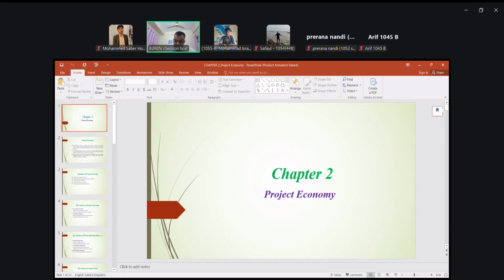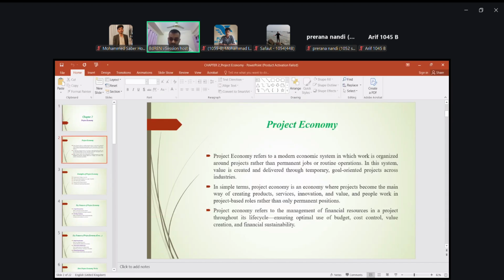So maybe there was a problem, right? So now we are in the correct mode. Okay. So now we're talking about the project economy. So of course, this looks like a modern economic system, where basically work is organized around projects rather than permanent jobs or routine operations.